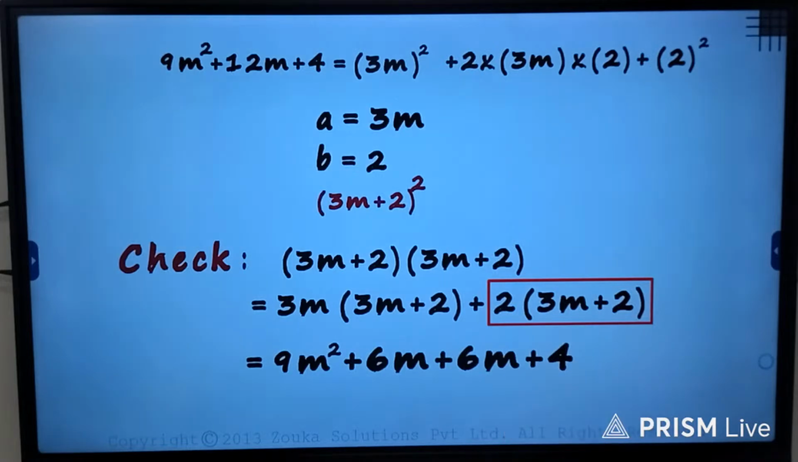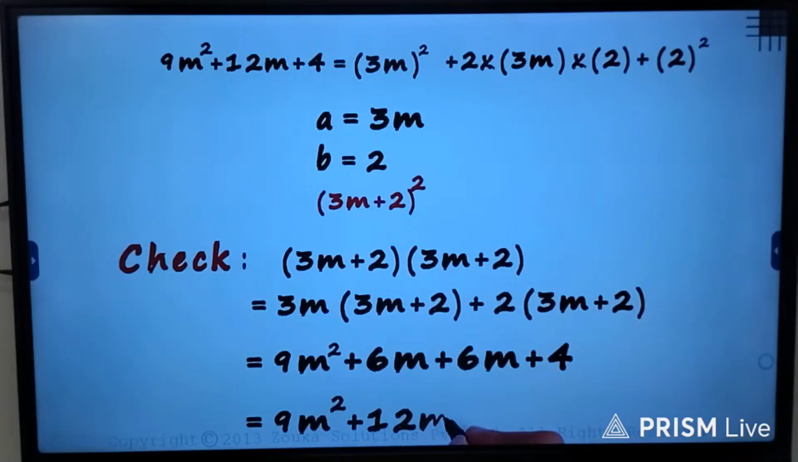plus 4. We add the like terms to get 9m squared plus 12m plus 4, which is our original expression. Our answer is correct. 9m squared plus 12m plus 4 can be written as 3m plus 2 the whole square.